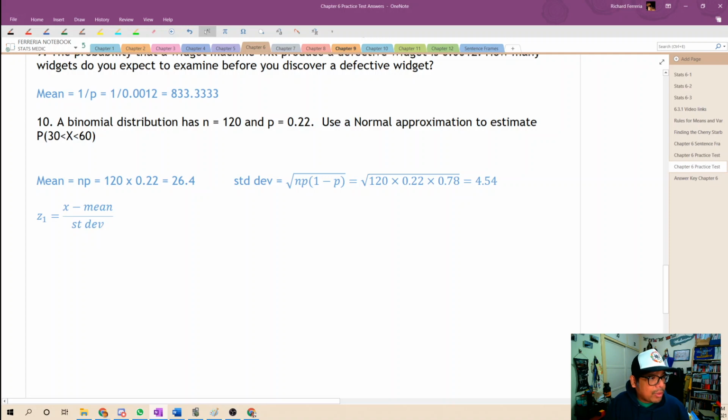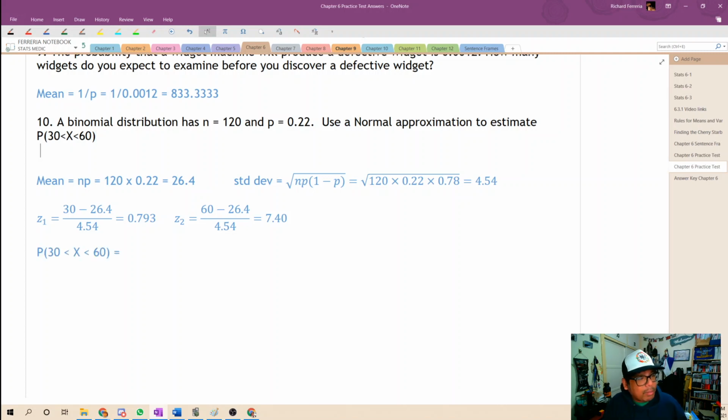We're going to calculate our two z-scores here. The first z-score is x minus mean over standard deviation, which is 30 minus 26.4 over 4.54. That's equal to 0.793. And then we'll calculate z2 pretty much the exact same way. X minus mean over standard deviation. So 60 minus 26.4 over 4.54, or 7.40, which is a really big z-score.